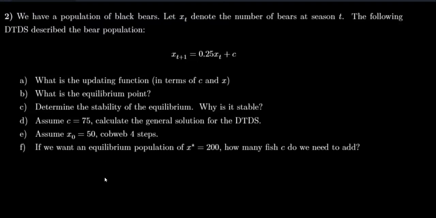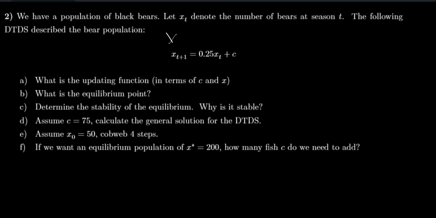So we have a population of black bears. We will let X here denote the number of bears at a given season T. And so that basically means that X is the number of bears after T many seasons. Okay. So the following system of bears is described by this equation right here. That's our dynamical system there.